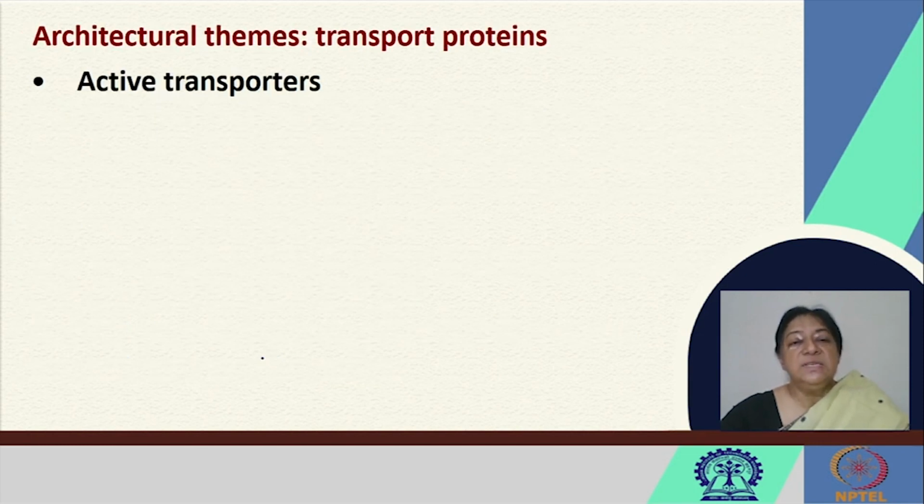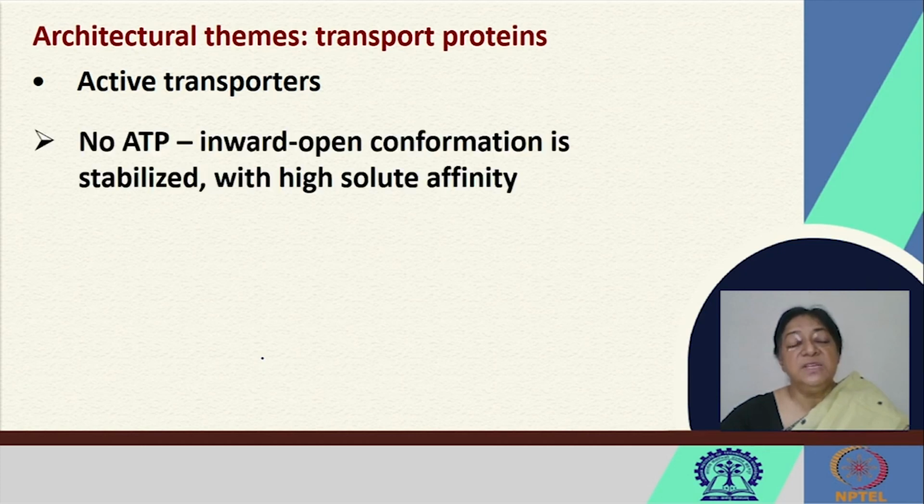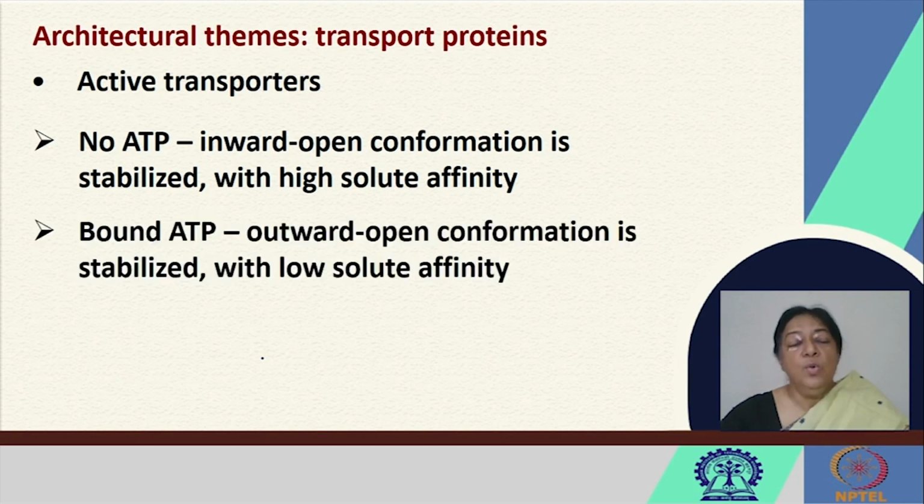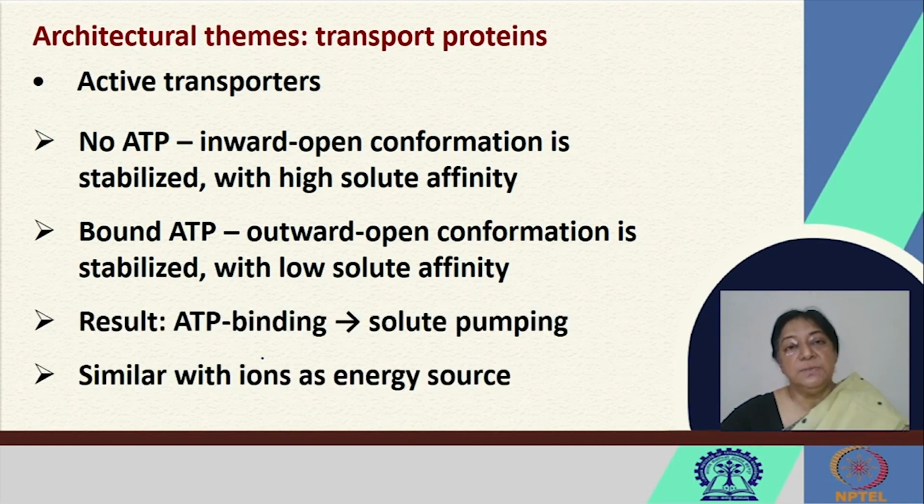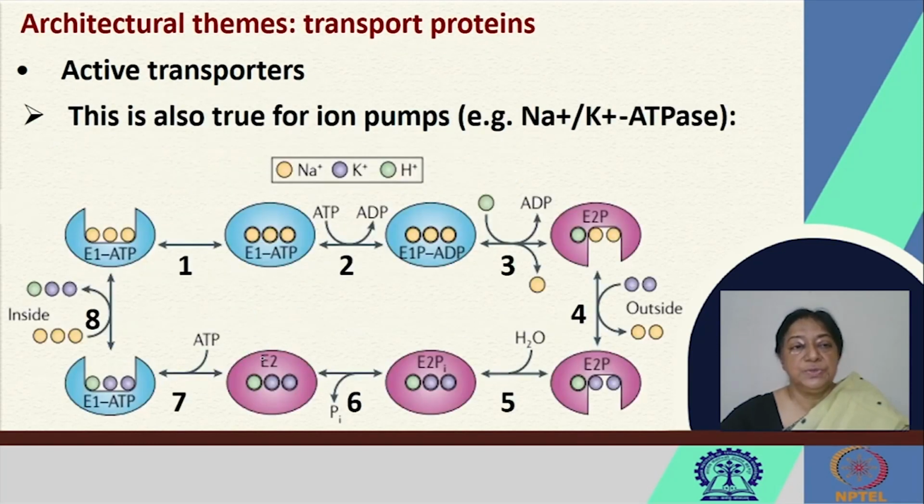So when we look at these transport proteins, we understand that they are very active transporters, and if there is no ATP, it has an inward open conformation. This is stabilized with high solute affinity. However, when there is bound ATP, there is an outward open conformation that is stabilized with low solute affinity, and this outward open conformation will then bind the substrate or the ion that has to be transferred within the cell. So we have ATP binding, we have solute pumping, and this can be similar with several different ions as well, with ATP as the energy source.